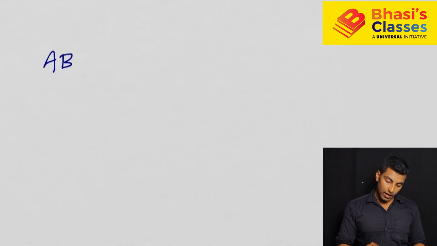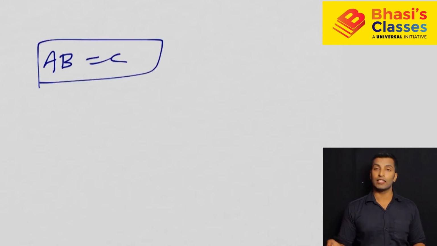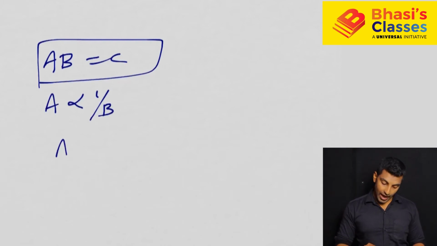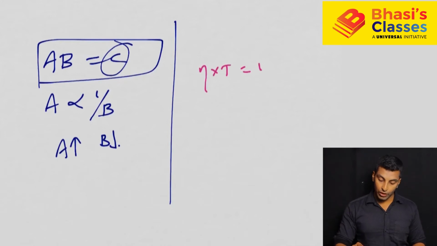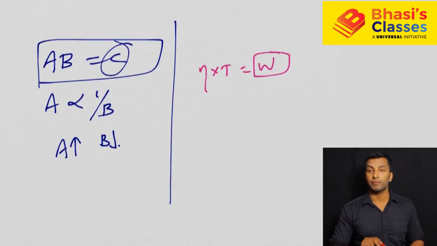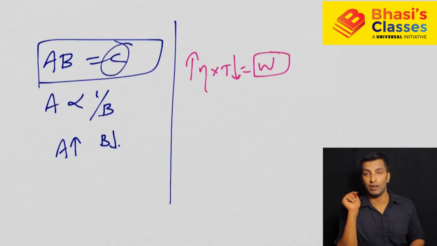But you just need to know that if you can write anything in the form A into B equal to C, see here, A is inversely proportional to B. That means A increases, B decreases when C is constant. Now why I am able to apply this concept here is because efficiency into time is equal to work, and the work will be constant. What will happen? Efficiency will increase, time will reduce. Based on that, you'll get questions. Number of men will increase, number of days will come down.